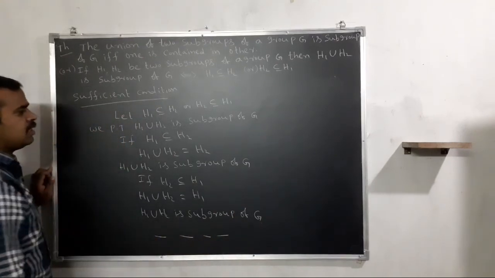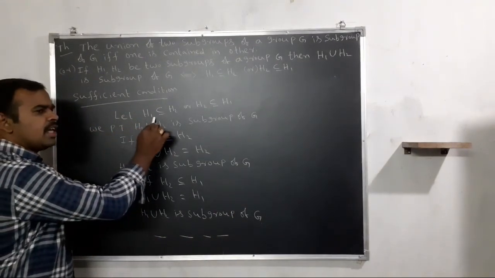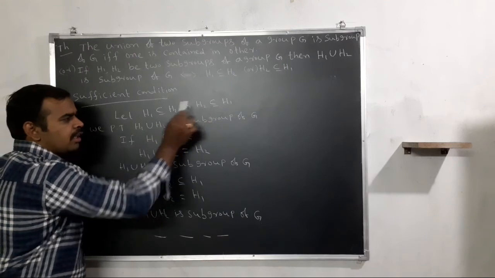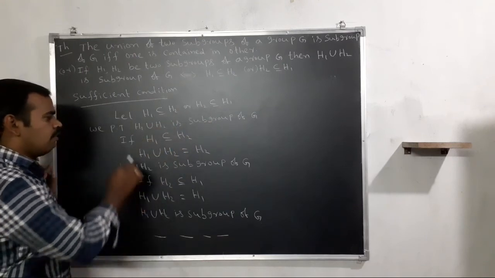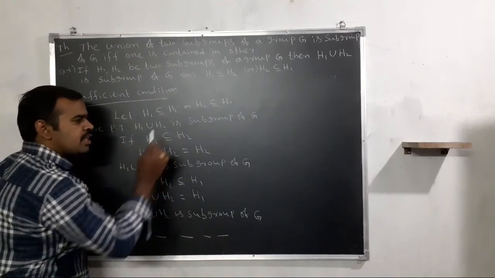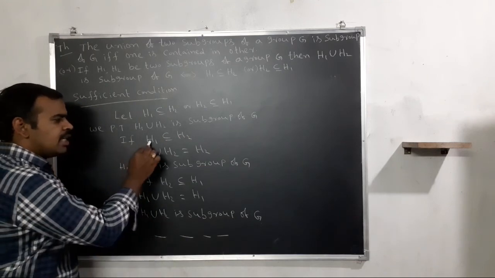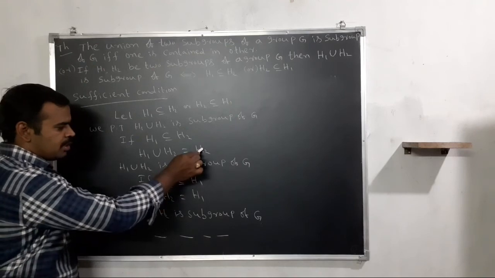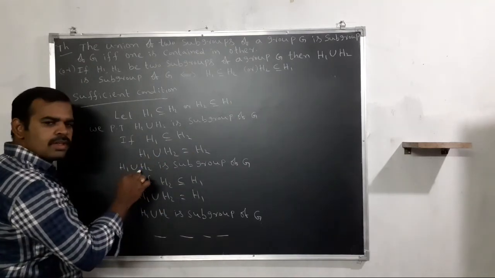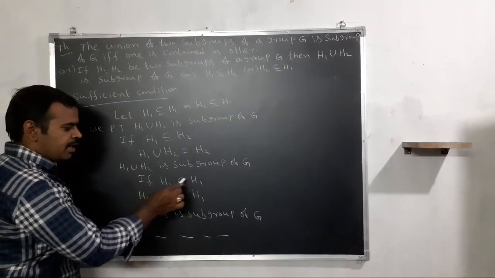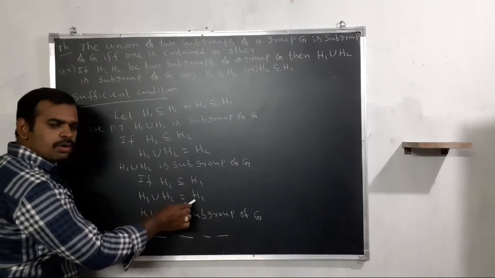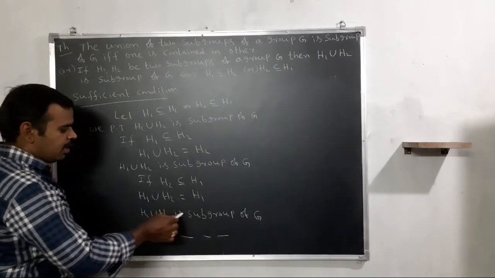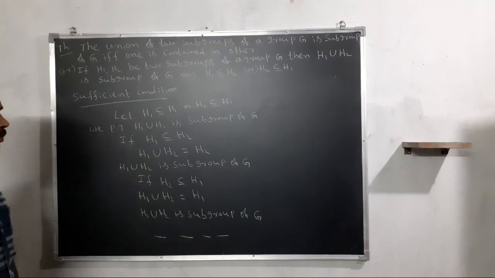This is the sufficient condition. Let H1 be contained in H2 or H2 be contained in H1. We prove that H1 union H2 is a subgroup of G. If H1 is contained in H2, then H1 union H2 equals H2. H2 is a subgroup, so H1 union H2 is also a subgroup. If H2 is contained in H1, H1 union H2 equals H1. H1 is a subgroup, so H1 union H2 is also a subgroup. Thank you.